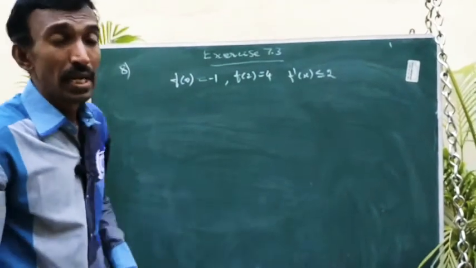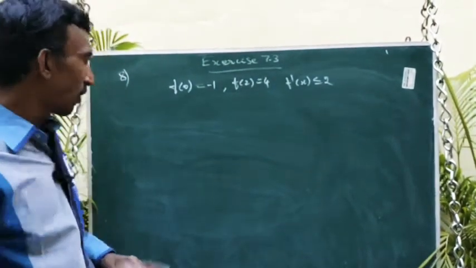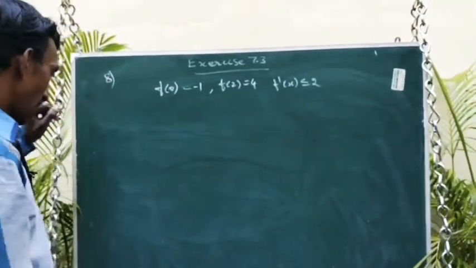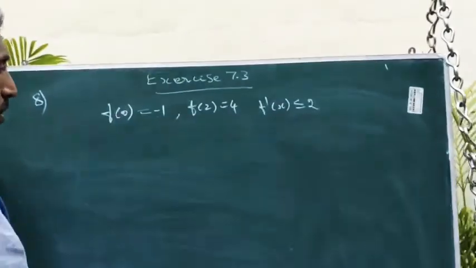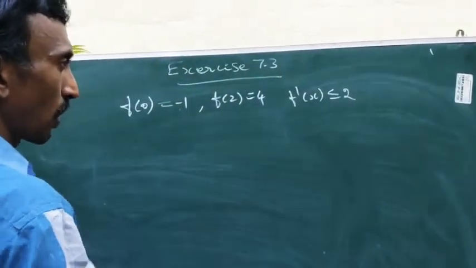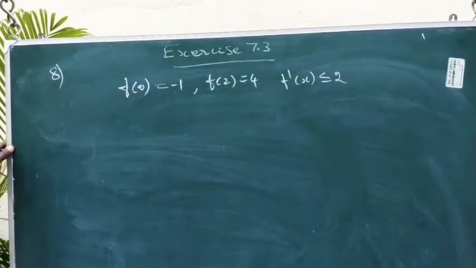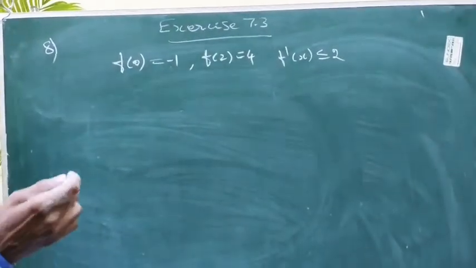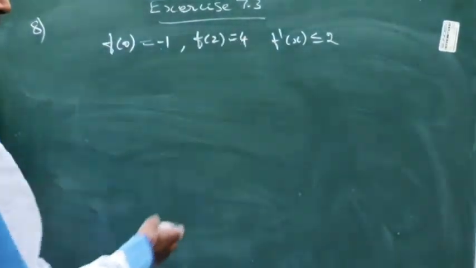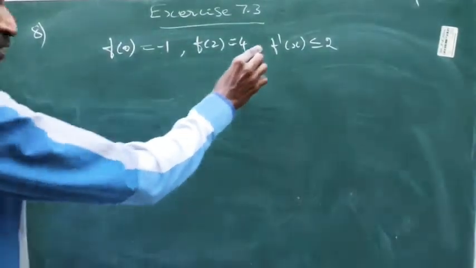Question number 8 in the exercise 7.3. The question is, does there exist a differentiable function f(x) such that f(0) equal to minus 1, f(2) equal to 4 and f'(x) less than or equal to 2 for all x? Justify your answer. So my dear student, we can't say directly.